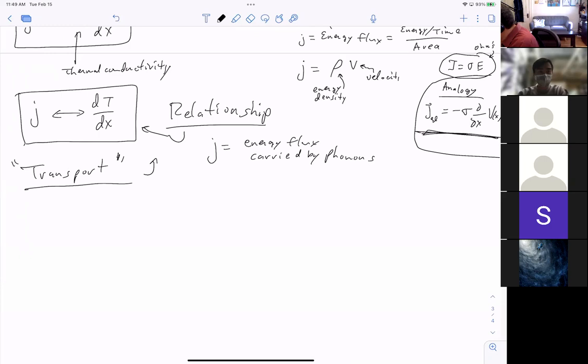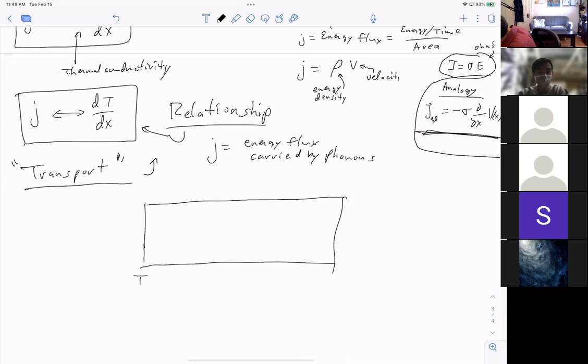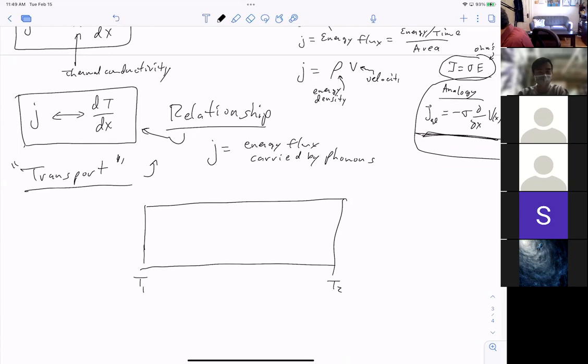So we're going to have this picture. We have our material, and we're going to say that at one end, it's T1. At the other end is T2.